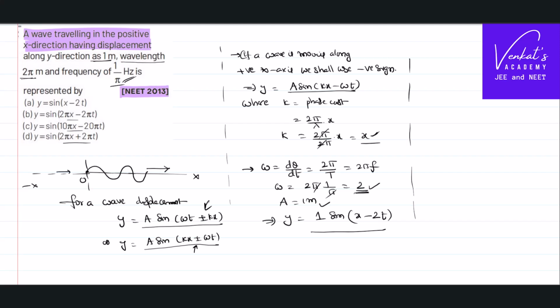So if you look at the options, the first option is the right option, representing that wave. So it's a very basic question. You need to understand the basic representation of a wave so that you can answer this question quite easily.